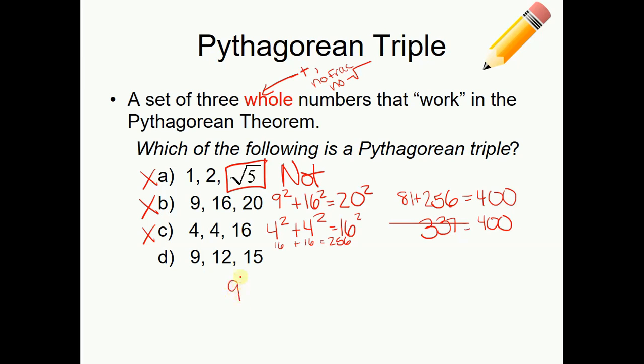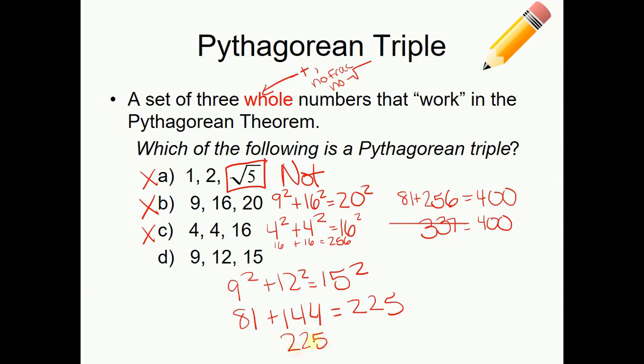So I got 9 squared plus 12 squared equals 15 squared. So 9 times 9, that's 81. 12 times 12, 144. 15 times 15, 225. Oh, look at that. 81 plus 144, that is 225. Thus, I have found my Pythagorean triple, 9, 12, and 15.